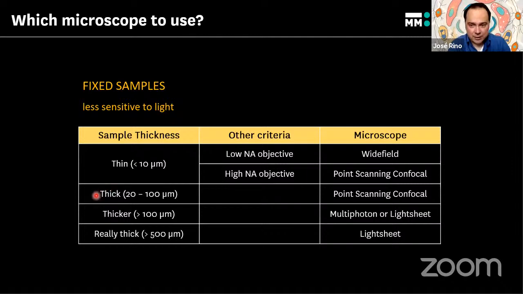If your sample gets thicker, between 20 microns and 100 microns, that's the classic usage of point scanning confocal. That's where it shines. It's fixed samples up to 100 micron. You get the highest resolution going for a point scanning confocal, with slower acquisition. Thicker than that, you need to go multiphoton or light sheet. And if it's really, really thick, like a whole zebrafish, then you go for a light sheet.